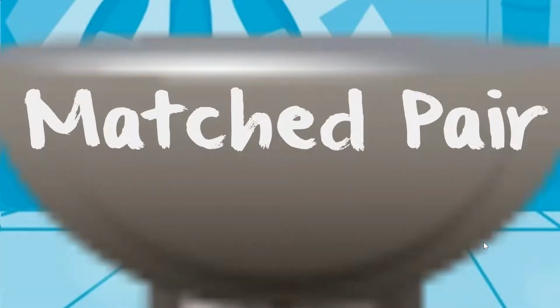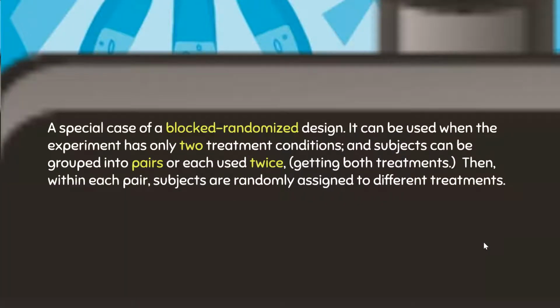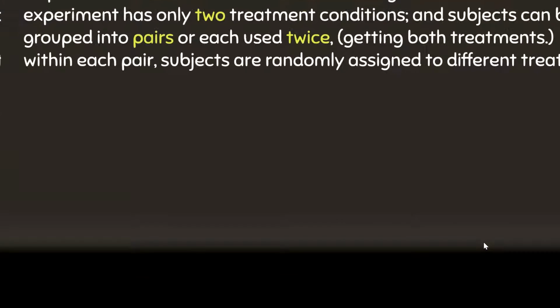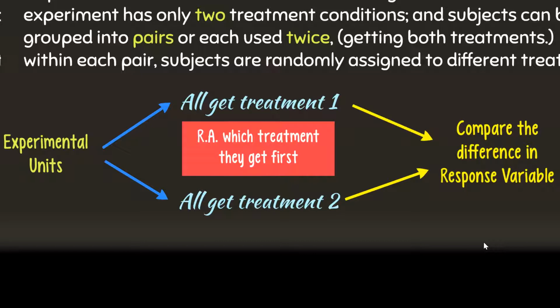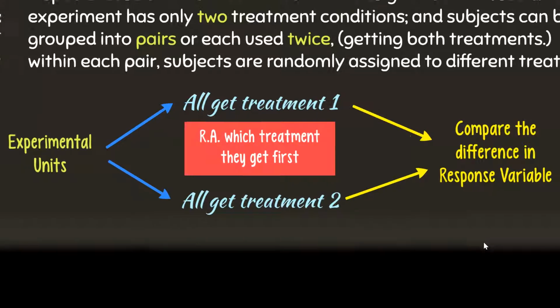The last one is very special and dear to my heart, pun intended, because it's a matched pairs design. This one is kind of a special case of blocked randomization. This one can be used if you only have 2 treatments and you want the subjects to be either grouped in pairs or you want to use them twice. Maybe someone gets both treatments. And either way, you still use randomization. Experimental units: you have all get treatment 1, all get treatment 2, and the random assignment comes in when you decide who gets what first. And then you compare the difference in the response variable. Okay, how much did their score improve? This is helpful with before and after experiments.